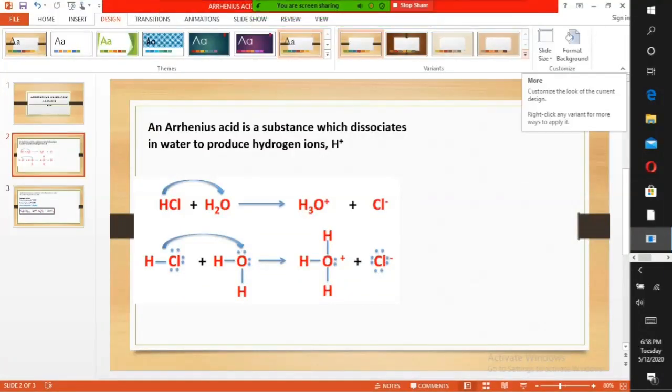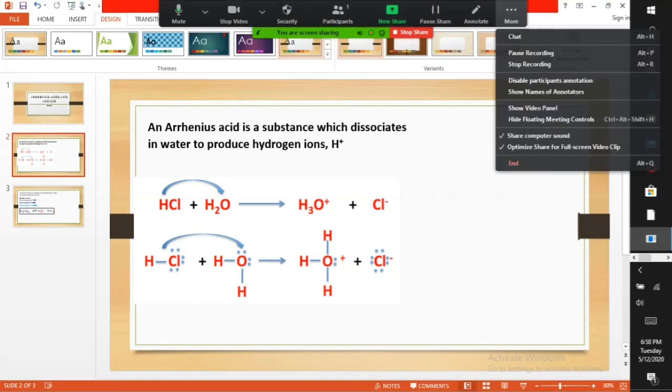An Arrhenius acid dissociates in water to produce hydrogen ions, but the hydrogen ions also combine with water molecules to form hydronium ions. Therefore, an Arrhenius acid is a substance that dissociates in water to produce hydronium ions.